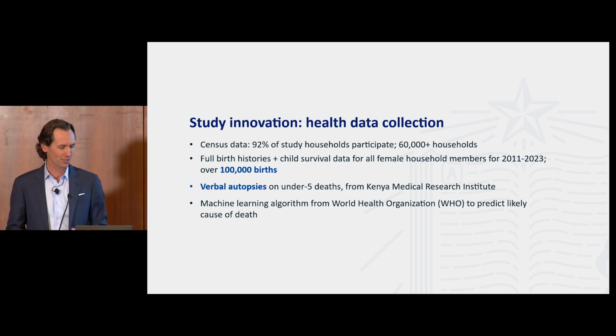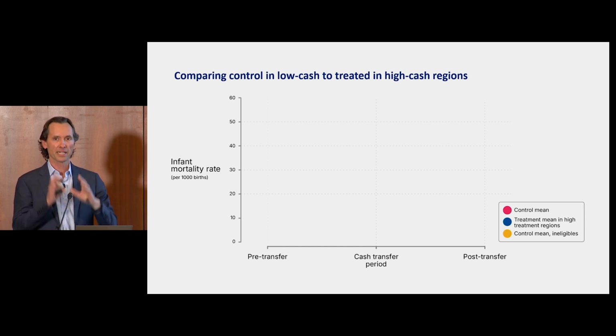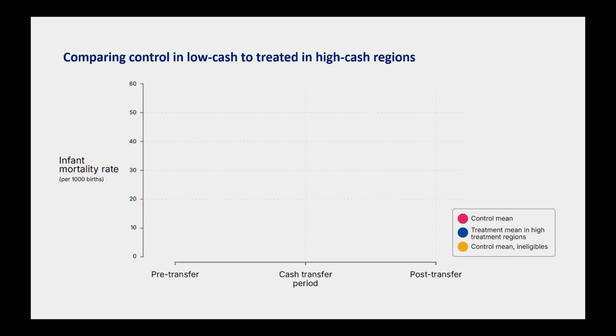So what do we find? I'm going to start showing you some results. Let me explain this figure a little bit. The vertical axis is the infant mortality rate per 1,000 births. Again, in the US, this is just a few per 1,000. In Kenya, it's going to be more like, as you'll see, 40 per 1,000, so a lot more. The horizontal axis is the time period. There's the pre-cash time period. The cash was distributed between 2015 and 2017. So pre-cash was 2011 to 2014. And then there's the post-cash period, 2018 to 2021, 22.